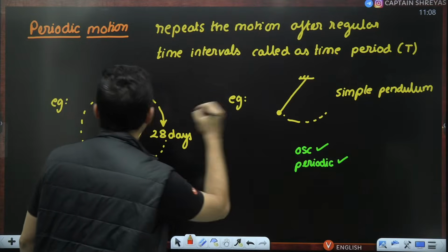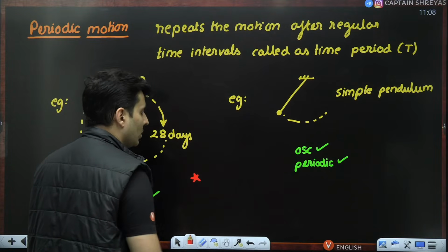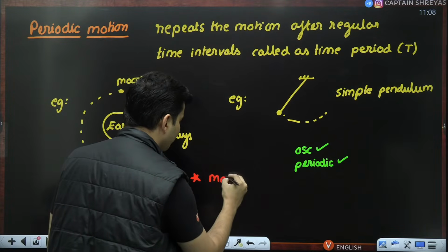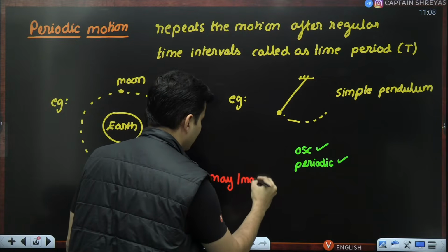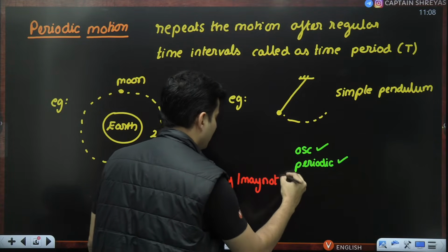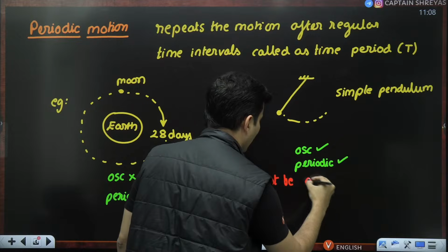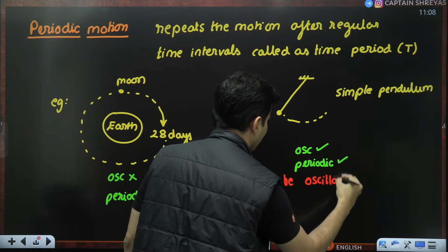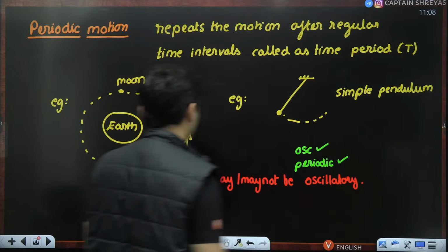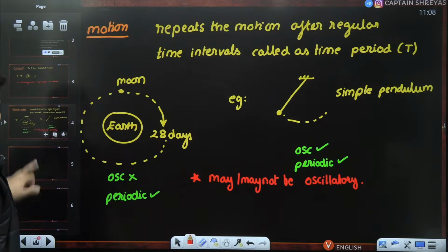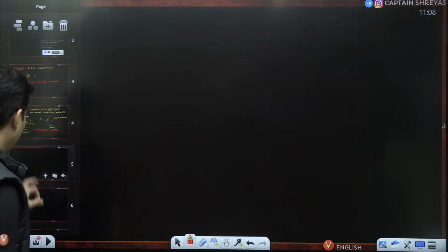Similarly, all periodic motions are not oscillatory. It may or may not be basically oscillatory. It could be anything. It could be circular motion, etc. So I will give you certain examples and we'll come to it in a bit.